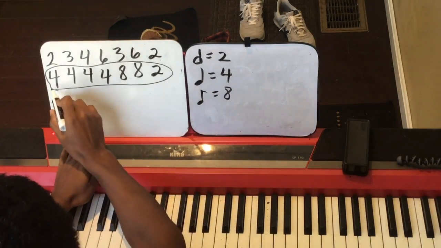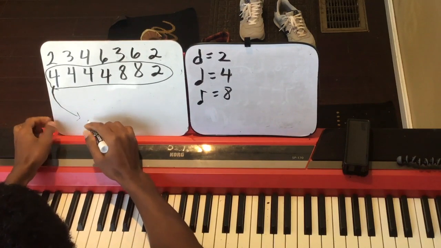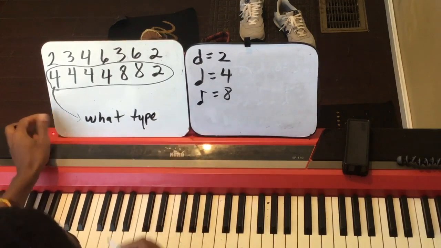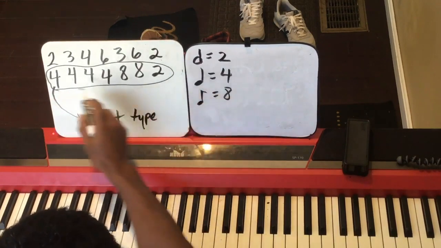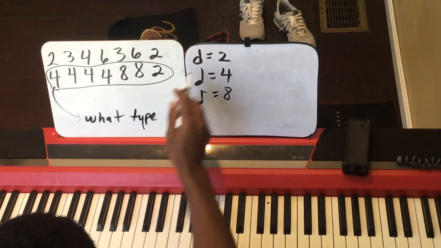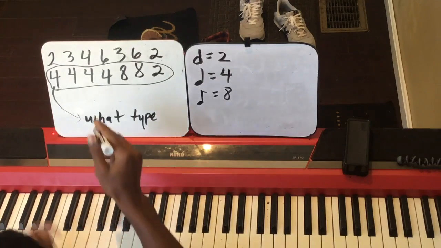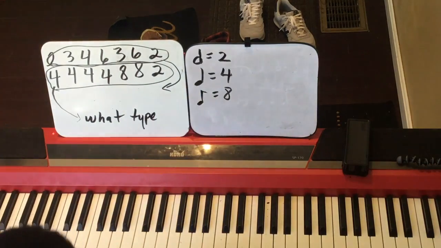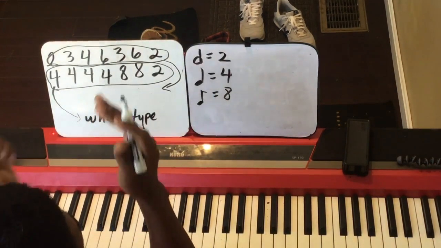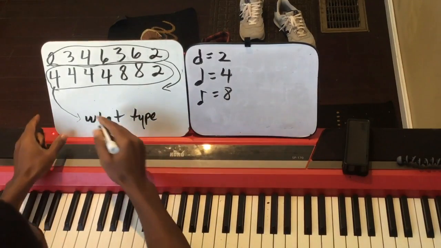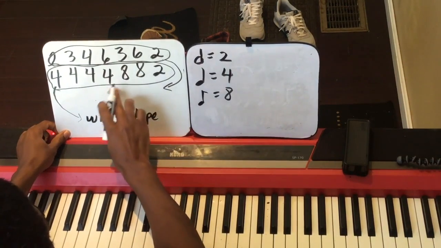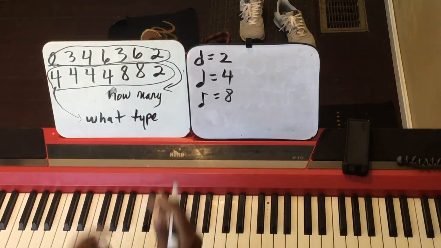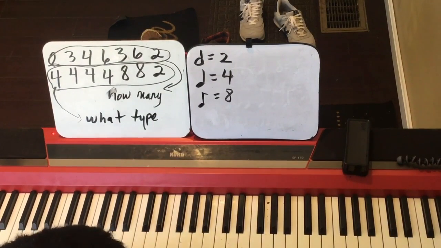Let me just write that down. The bottom represents what type of notes. Will it be quarter notes? Will it be eighth notes? Or will it be half notes? The top set of numbers represents how many pulses, how many beats will be in our measure. So the top is how many will we use? Okay, so now I'm going to give you an example.